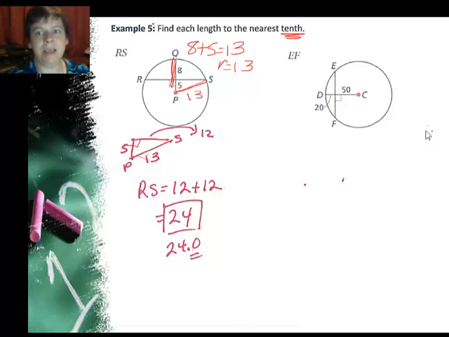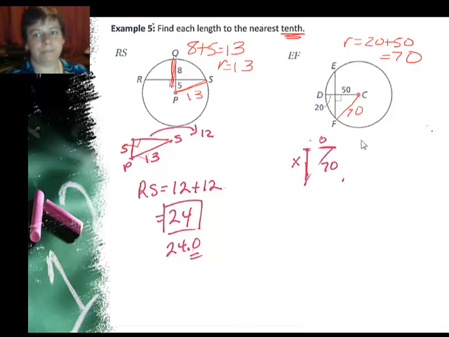So for this next problem, again, I can figure out the radius is 70 because it's 20 plus 50. And I know there's a right angle. I know one leg, and I know the hypotenuse because I know this is going to be 70. So there's my right triangle. And the question is, they want me to find EF. So if I can find x, that will get me on my way.